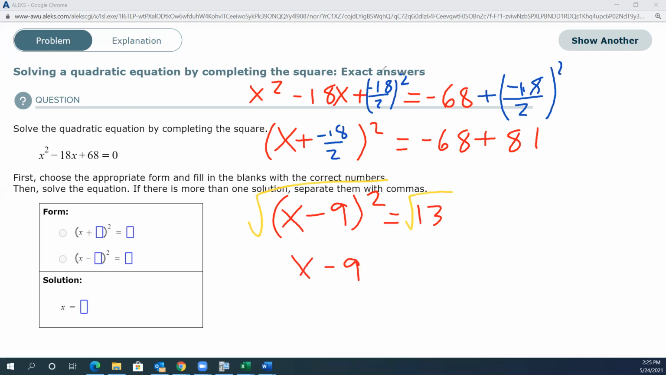X minus 9 equals plus or minus the square root of 13. And then we're going to add 9 to both sides. And the problem is done. And that really wasn't that many steps, to be honest. I definitely could have been longer. So that is how you solve an equation with completing the square. Or a quadratic equation, at least.